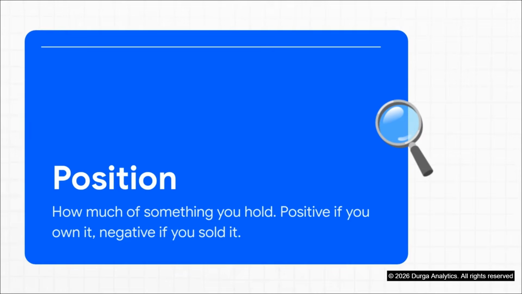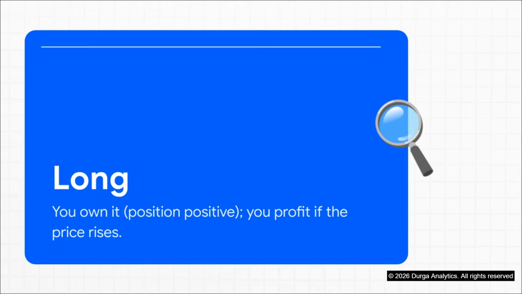Next up is position. And please don't treat this as abstract financial jargon. I want you to treat position as a simple, explicit integer variable in your database that dictates your market exposure. If you hold 100 units, your position is simply positive 100. If you've sold units you don't actually own, it's negative 100. It's that simple. Which naturally brings us to the term long.